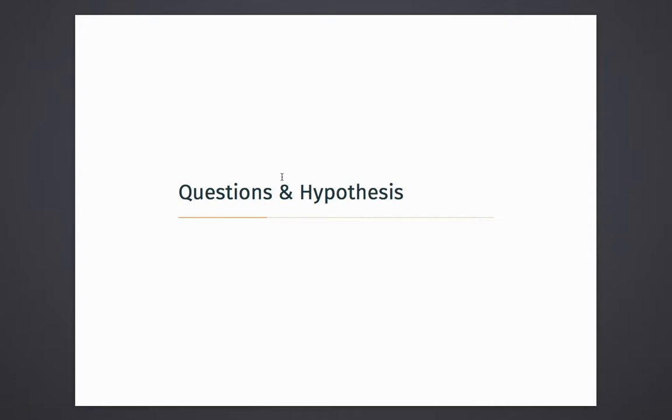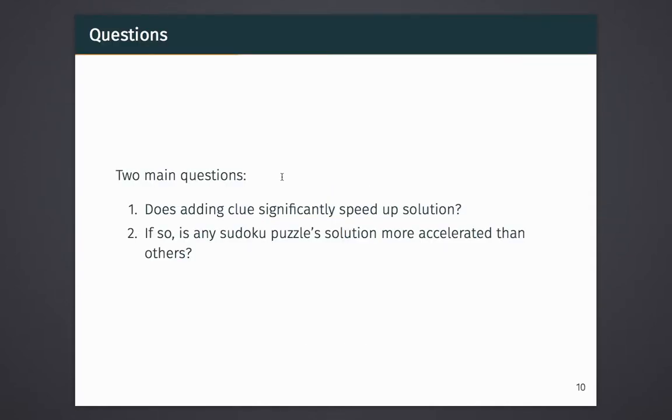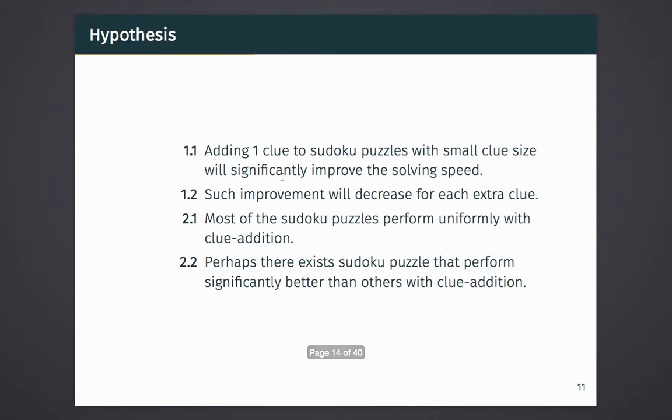Then let's come to the question and hypothesis part. We mainly focus on two questions. First, does adding clues significantly speed up solution? Second, if so, is there any Sudoku puzzle whose solution is more accelerated than others? We make these hypotheses. We expect that adding one clue to Sudoku puzzles with small clue sizes will significantly improve the solving speed. And besides, we expect that such improvement will decrease for each extra clue. For the second question, we expect that most of the Sudoku puzzles will perform uniformly with clue addition, and perhaps there exists a Sudoku puzzle that performs significantly better than others with regard to clue addition.